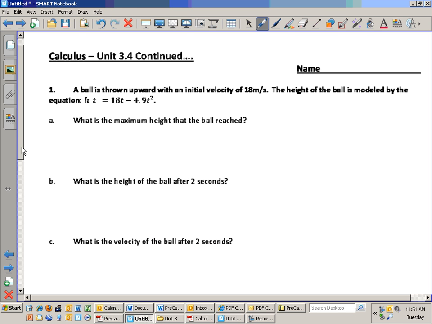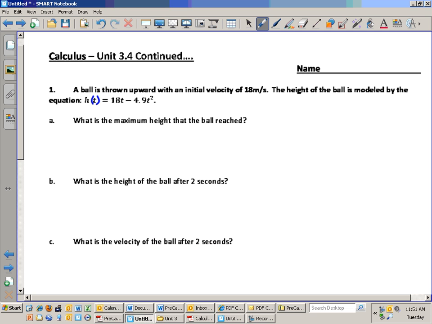Okay, we pick up here. Trust me, these first word problems are really not that bad. They're not that bad at all. A ball is thrown upward, with an initial velocity of 18 meters per second. The height of the ball is modeled by the equation h of t is equal to 18t minus 4.9t squared. That is the height of the ball, not the motion of the ball. That is the height of the ball modeled in terms of time.